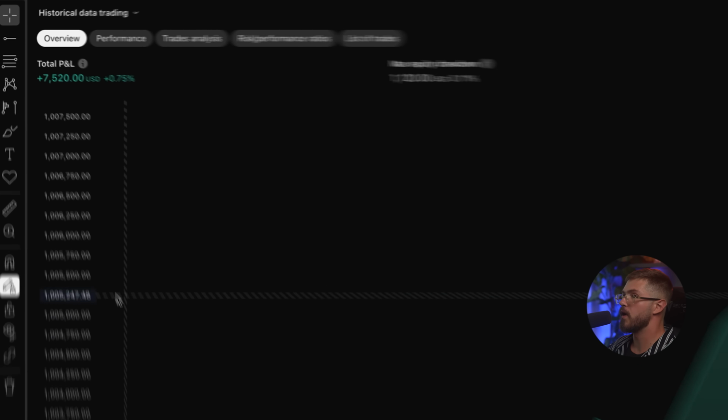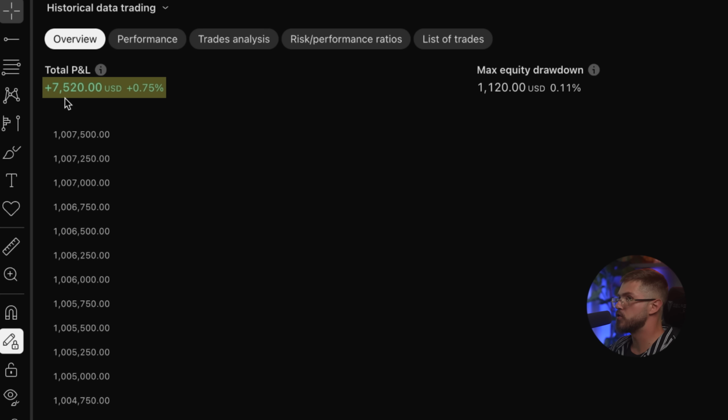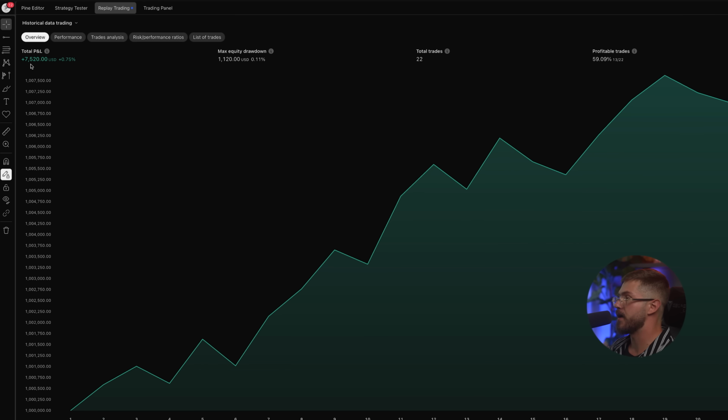So we got a total profit of $7,520. Now this was done on NASDAQ, trading one contract for every single trade. Now the best part about this strategy that I like is that we only have a max drawdown of $1,120. This makes this strategy a perfect scalping strategy for prop firms.